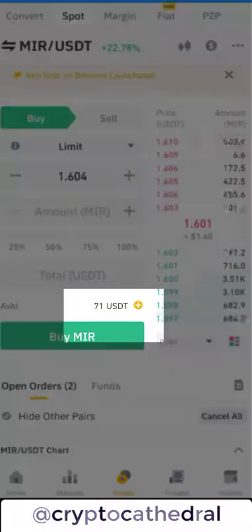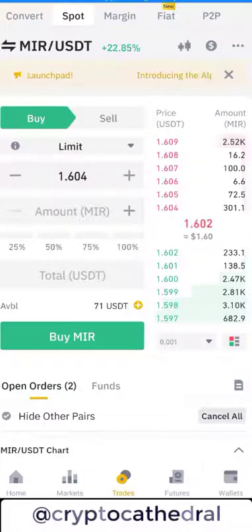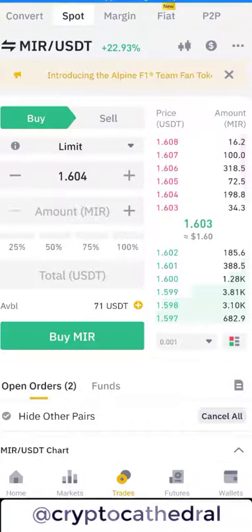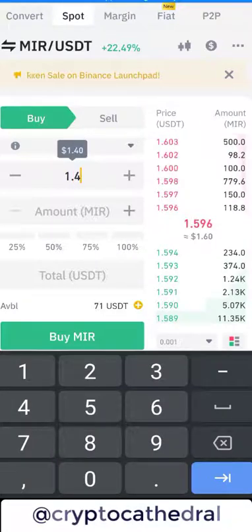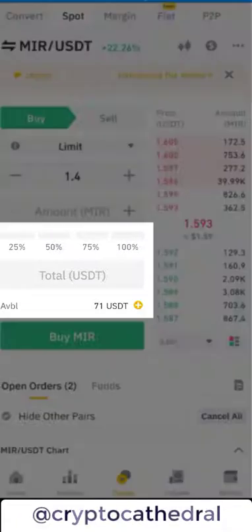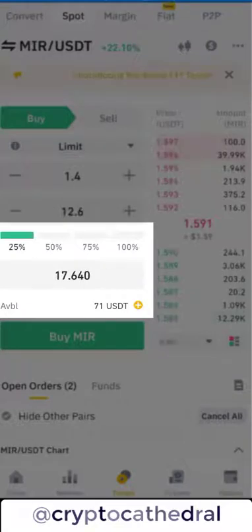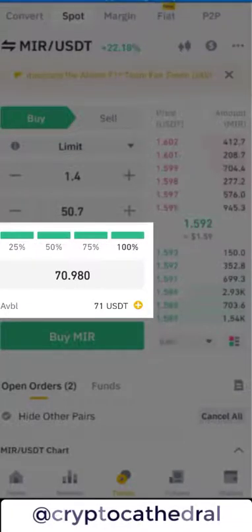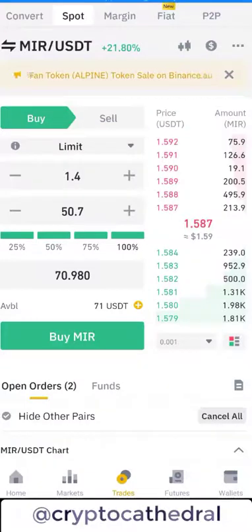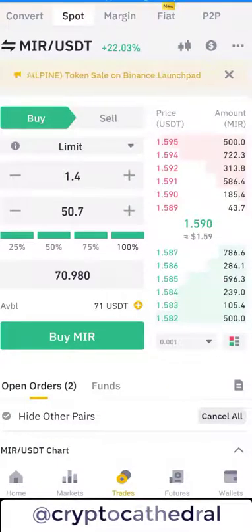As you can see, I have $71 in my wallet and I want to set a buy order for $1.4. The current price is 1.6. I change it to 1.4. Now you can see percentages here. You can see 25%, 50%, 75%, and 100%. Now, this is the quantity you want to buy from what you have in your wallet. As you can see, I have $71.